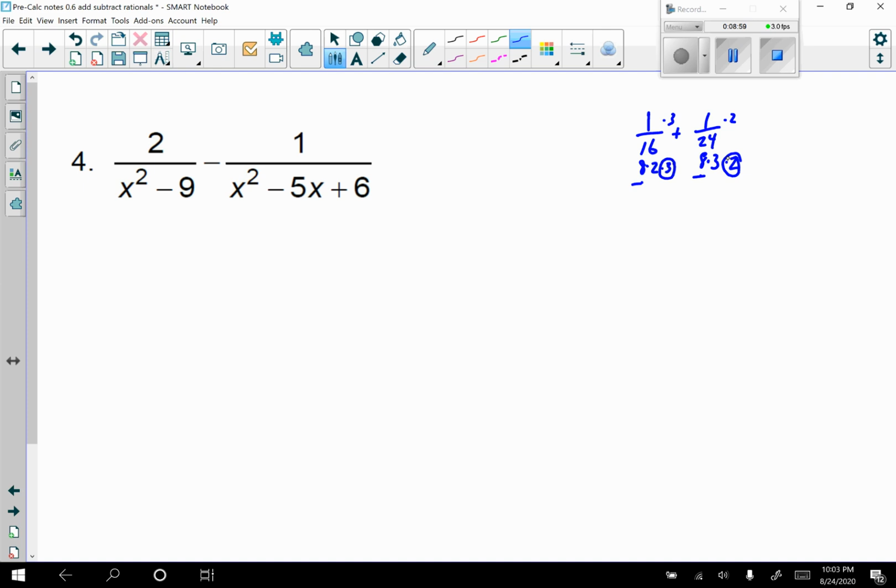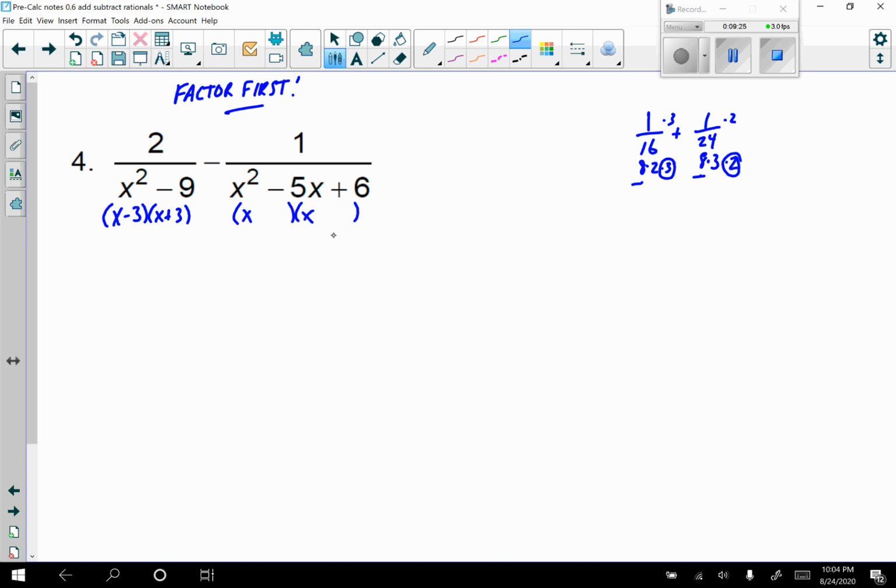All right, so over here, that means what we need to do is we're going to factor first. So let's factor these denominators. We've got difference of squares, x minus 3, x plus 3. Over here, we'll take care of that negative as we go through. Don't worry about it right now. Careful with these two numbers.